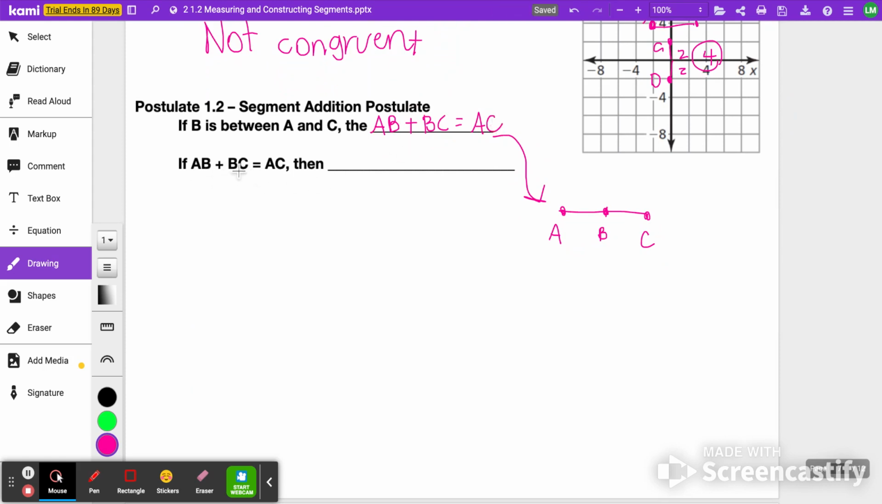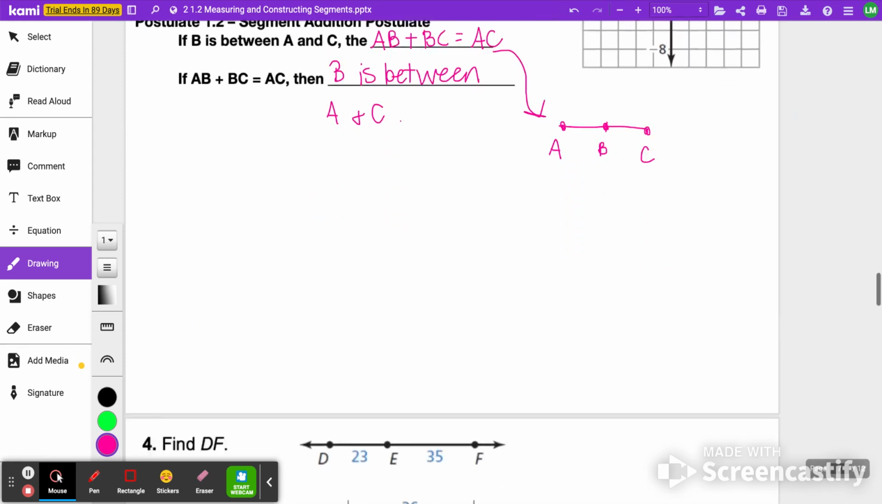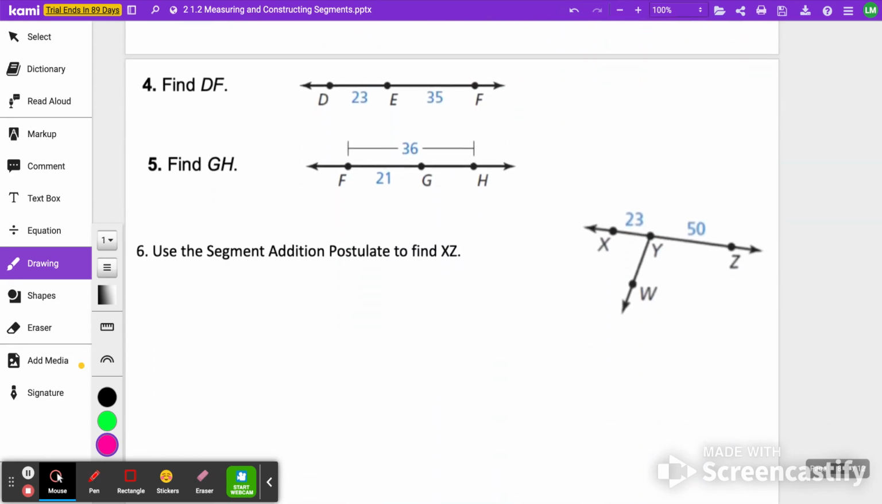So if AB plus BC is equal to AC, then B is between A and C, okay? It feels like a redundant rule, but it's what the segment addition postulate means. So it's proving and reproving the distance between these points, okay? So what we're going to do is just find these simple ones. These are actually very, very simple. So what I'd like for you to do is pause and see if you can try 4, 5, and 6 all by yourself. When you're done and ready to check your work, go ahead and click play.